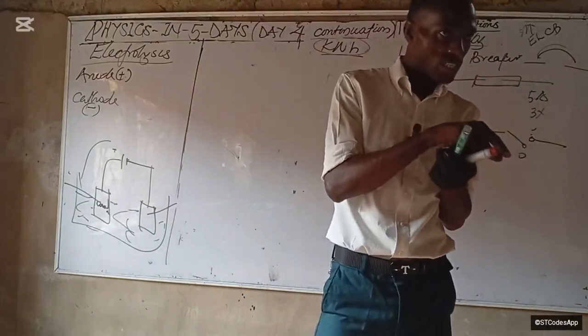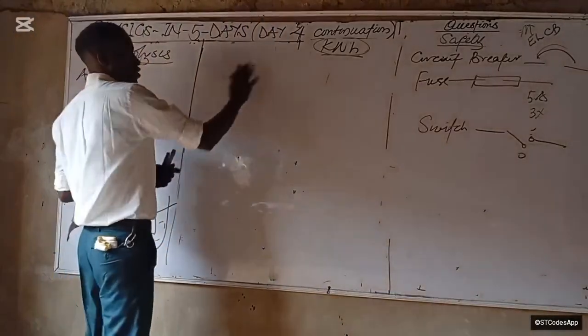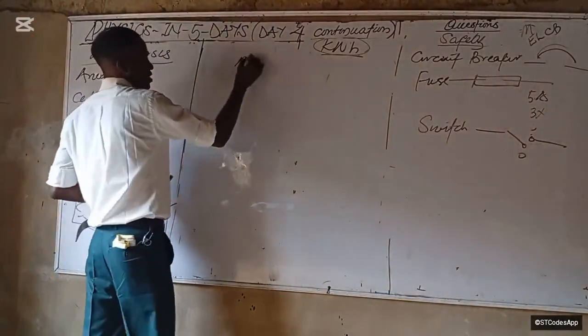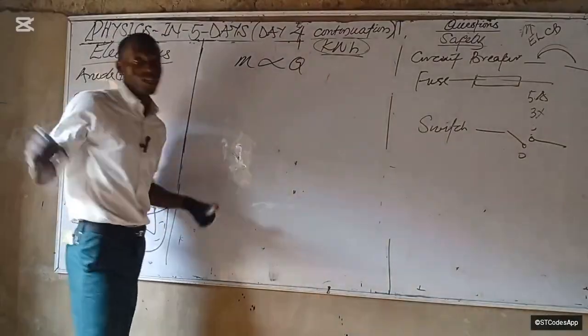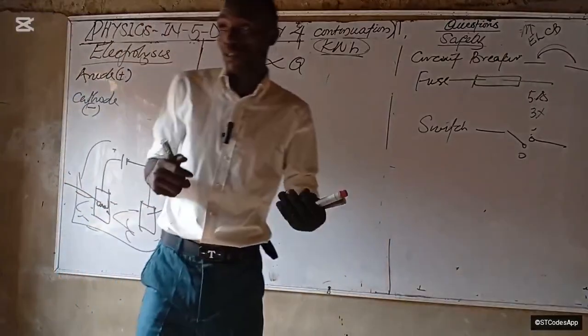The one that is connected to the positive end is going to be the anode. The one that is connected to the negative end is going to be the cathode. Now, a possible question that you could be asked is, what is the anode? The one through which current enters into the solution is called what?